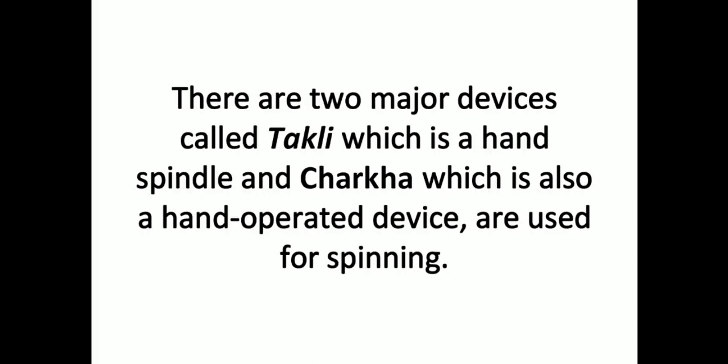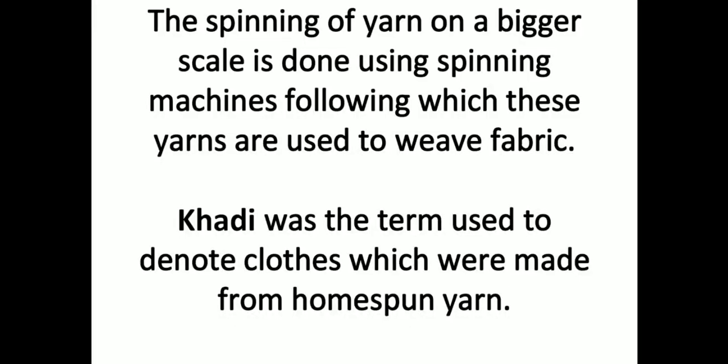Next, there are two major devices called takli, which is a hand spindle, and charkha, which is also a hand operated device. These are used for spinning. Make a note in your book. The spinning of yarn on a bigger scale is done using a spinning machine, following which these yarns are used to weave fabric. Khadi was the term used to denote clothes which were made from home spun yarn. So please make a note of this in your notebook, children.